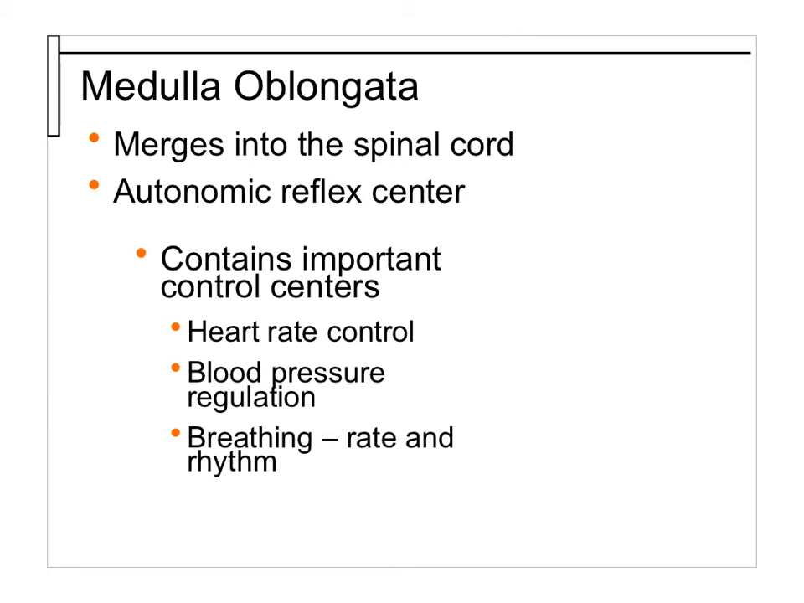Next, we have the most fun one to say, the medulla oblongata. And that is the part of the brainstem that then connects into the spinal cord. It is the autonomic reflex center, so make sure you listen to the lecture about the autonomic nervous system. And it contains control centers for heart rate, blood pressure, and breathing rate and rhythm. So these are obviously things that you don't have to think about consciously. They occur, they're controlled by the brainstem. You don't have to think about them at all.